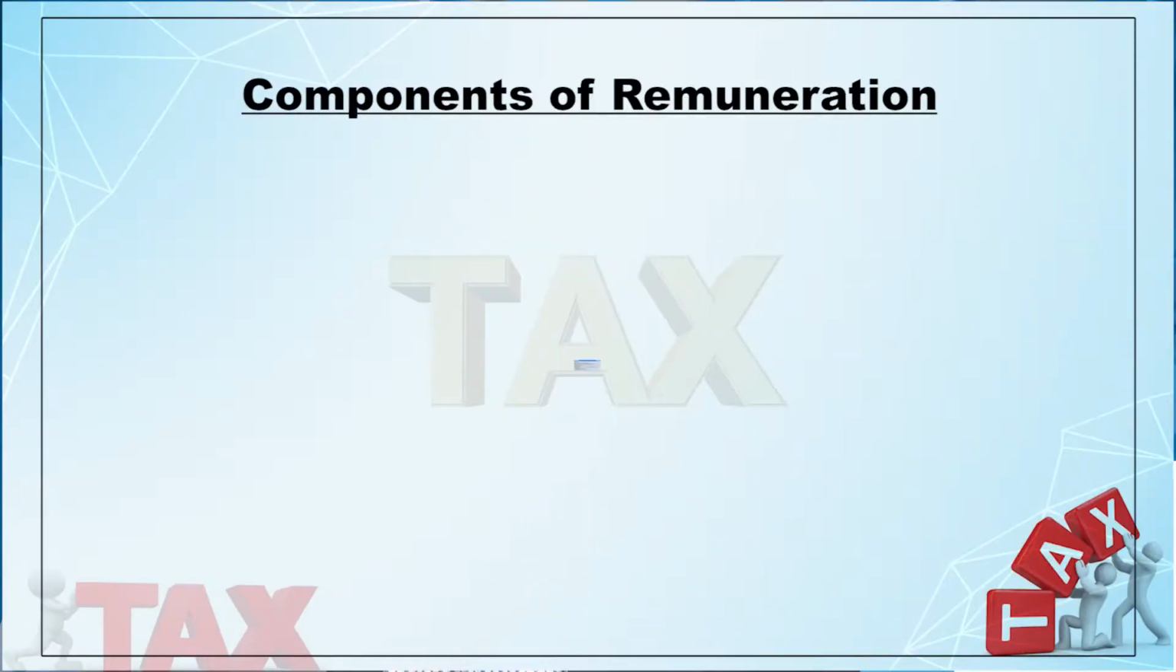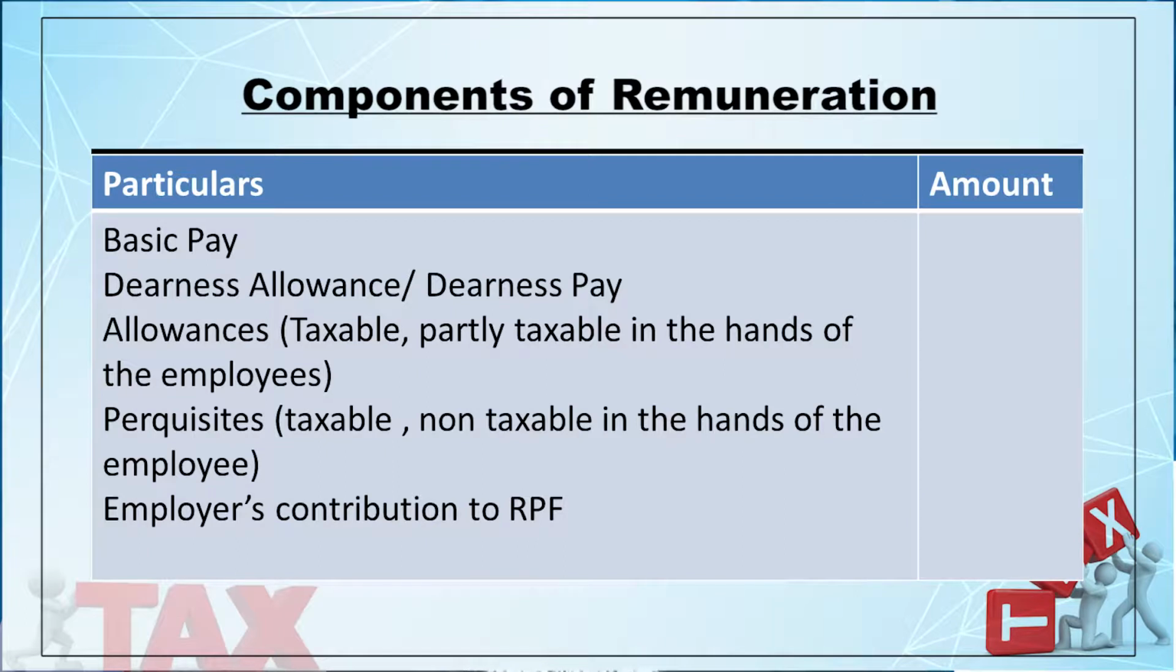If you see the salary structure of a company, you may find various components. You may find the basic pay, dearness allowance or dearness pay, allowances which are taxable or partly taxable in the hands of the employees, and the perquisites which are both taxable and non-taxable or taxable at concessional rate in the hands of the employee. Sometimes the employer may also contribute towards the recognized provident fund. So, this is the general structure of the salary.